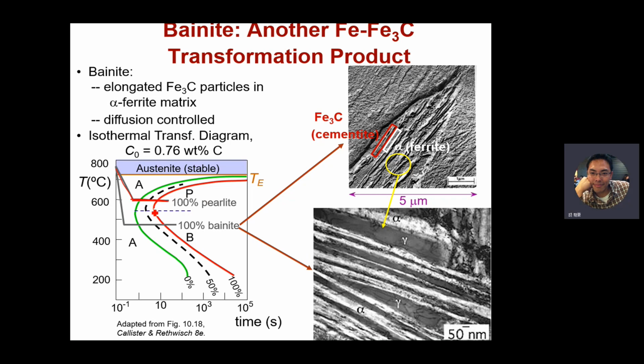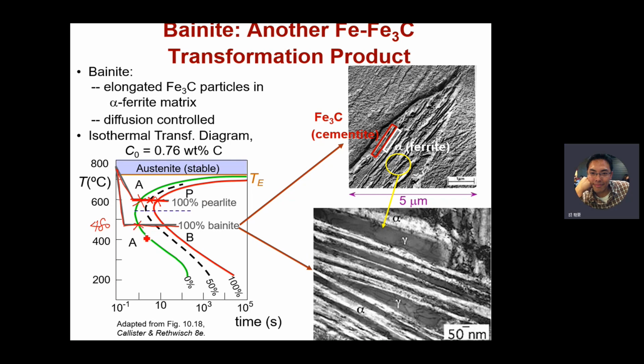The eutectoid reaction starts at this point, and 50% of the pearlite fraction forms at the middle point between them, right? And finally, at this point it is completely pearlite. And if the temperature is cooled to, say, this might be 480, this temperature still remains constant, and the same idea applies.